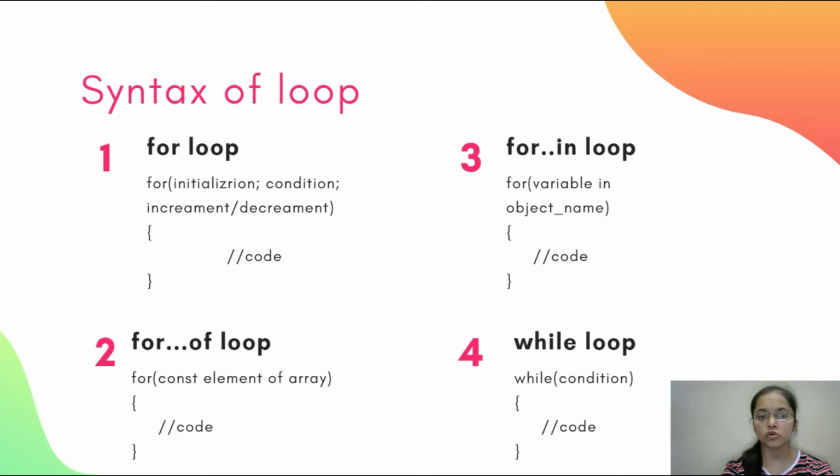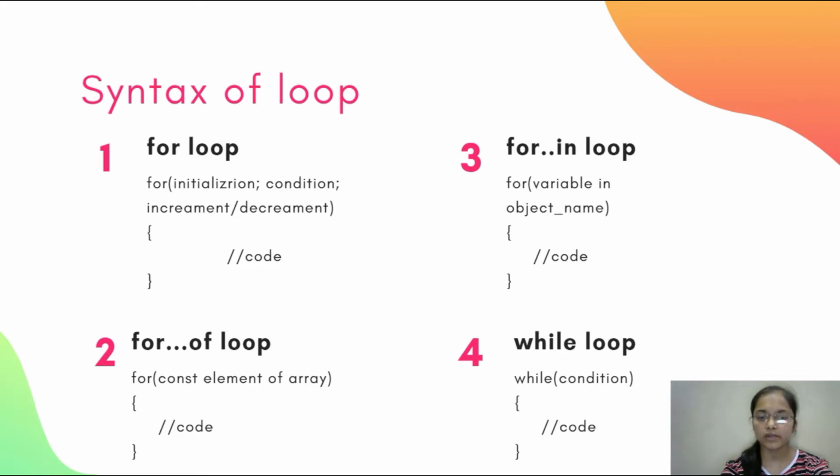The next is the for of loop. The for of loop is used for arrays, and its syntax looks like for, then const, which is a keyword meaning constant, written as const element of array, and then the code goes. Then the third is the for in loop. The for in loop is used for objects. That is the main difference between the for of loop and the for in loop: for of is used for arrays and for in is used for objects. And its syntax is for variable in object name, and then the code.